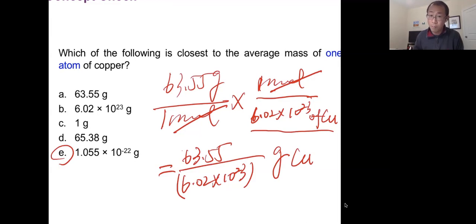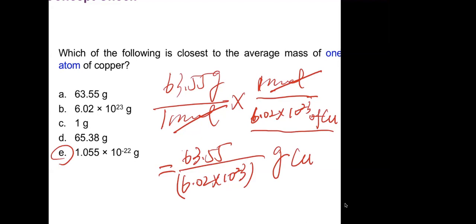How many is 1 mole? 1 mole is 6.02 times 10 to the 23rd. So you have to divide by the total number, just like 10 people is 1,000 pounds. Then how much is 1 person? You use 1,000 pounds divided by 10 people. The same. 6.02 times 10 to the 23rd copper is 63.55 grams. How much is 1? You divide by the number. You get the mass of what? Answer is E. Does it make sense, guys?